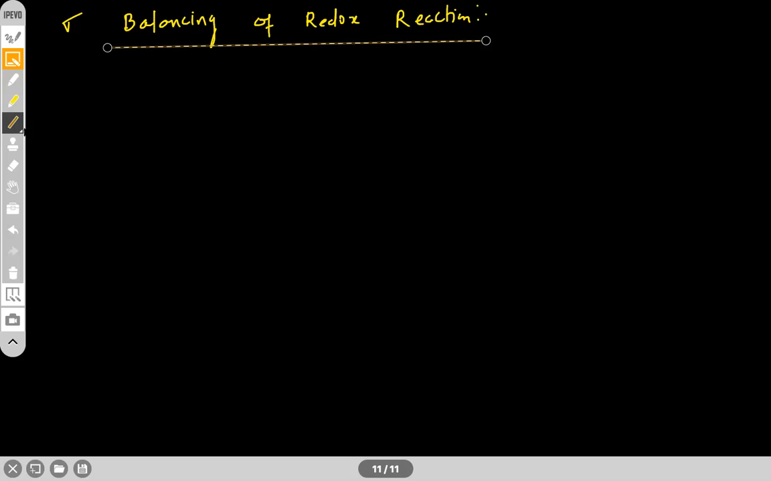Balancing of redox reaction. The most important method, and the one we are going to do in the class, because this is the most important one and they are going to ask it in the exam also, is the ion electron method. See, guys, the ion electron method we use for all the mediums: acidic medium, neutral medium, basic or alkaline medium. But there are certain rules to balance a reaction in different mediums.